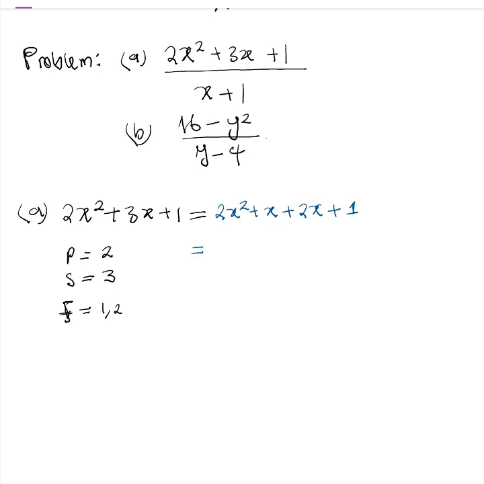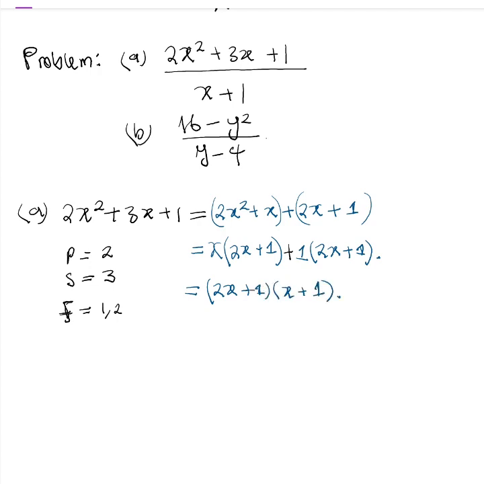Now, upon splitting here, in the first sum, x is common. So we factor out x and remain with 2x plus 1, right? In the second sum, there is no variable, no number that is common except 1. So we factor out 1 and remain with 2x plus 1. So 2x plus 1 is common. I factor it out and remain with x plus 1. So that is the first step.